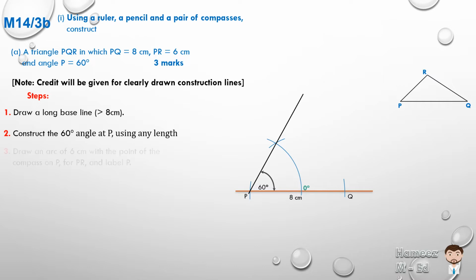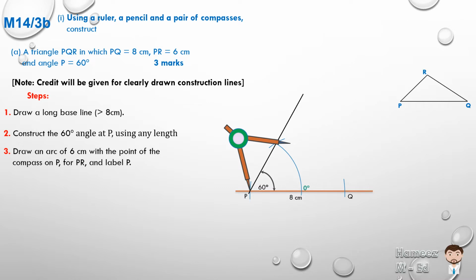So for part 3, let's draw an arc of 6 centimeters. So open our compass to that value, that length. Rest the point on P and cut the black line. And that point of intersection is R. So let's complete the triangle PQR by drawing a line through Q and R. So we've completed part A.